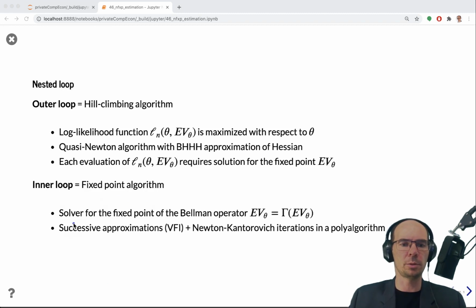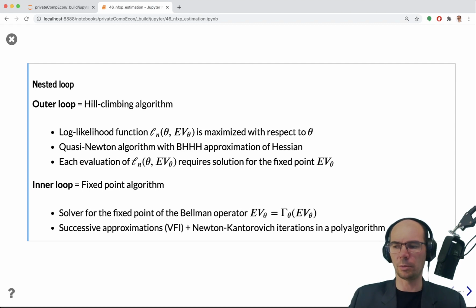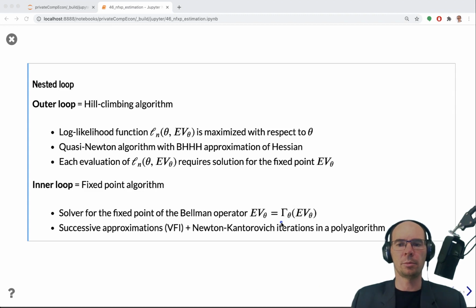So the inner loop solves the model for the fixed point of the Bellman operator gamma, conditional on theta. Here it's important actually to add subscript theta to the gamma operator as well, because the gamma operator takes the expected value functions and transforms them into another expected value functions. But because, for example, the gamma operator itself depends on the utility, then gamma is also indexed or parameterized by theta itself.